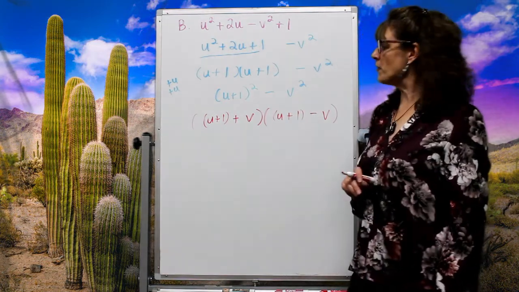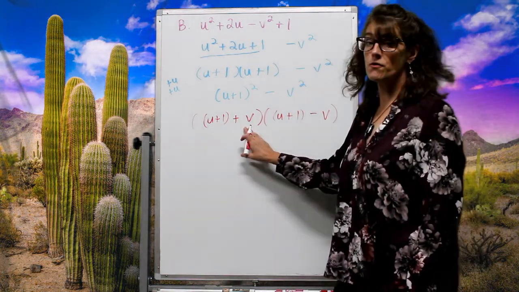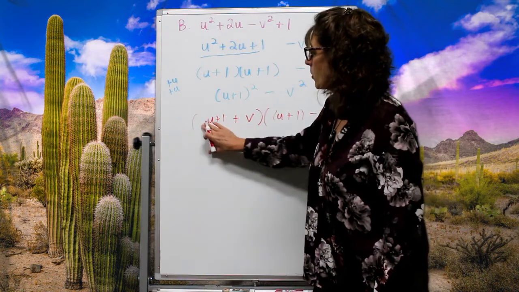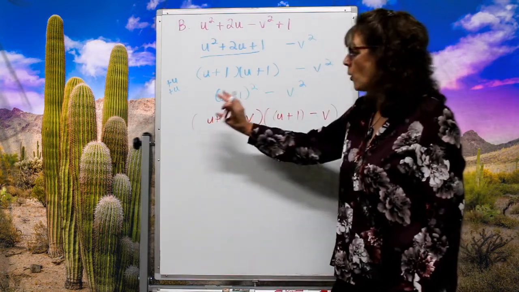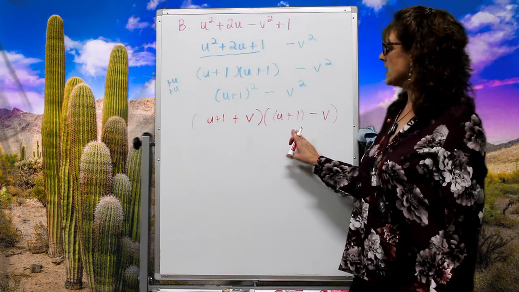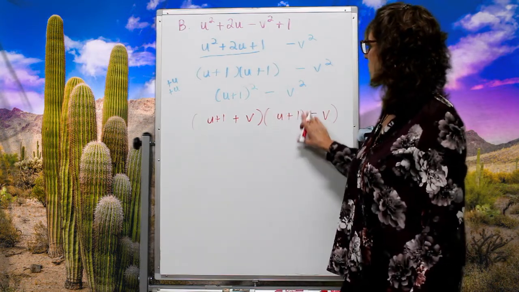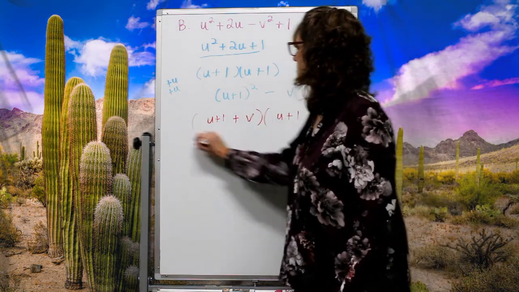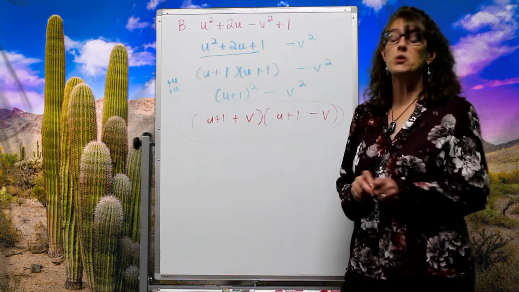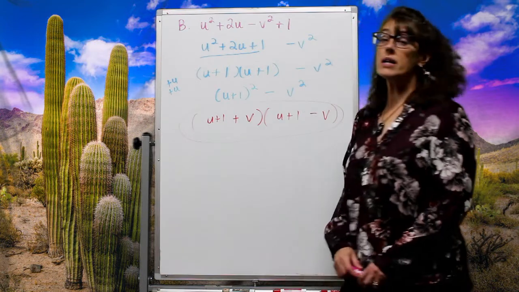And as I discussed before, since it's just a u plus 1 plus a v, I don't really need this parentheses anymore. It was just helping me to understand what went in that slot. And the same thing here. It's a u plus a 1 minus a v. I don't really need this parentheses here either. And so now here is my factored form. Beautifully done. And once again, we can check this.